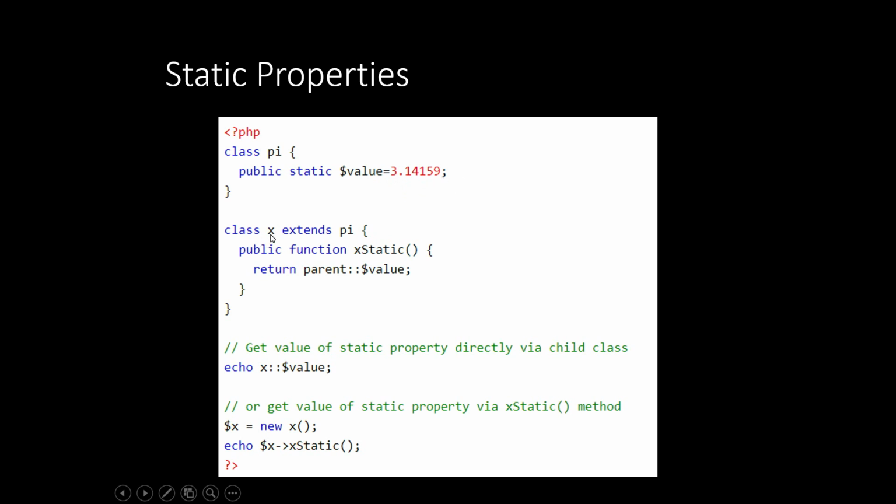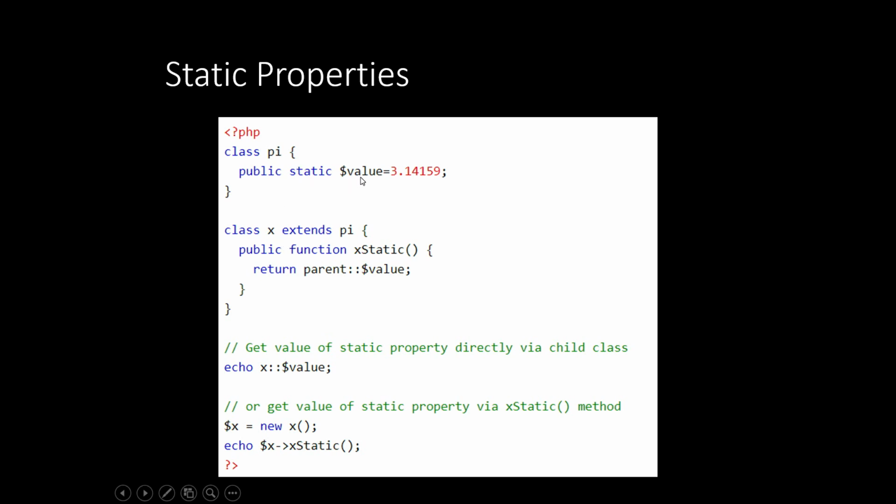We have a class x that extends pi. It means that x is the child class of pi. Inside this class, we have a method named xStatic. Inside this method, we can access the parent class property by writing the keyword parent, the double colon, and the property name. It means return the parent class static property value.